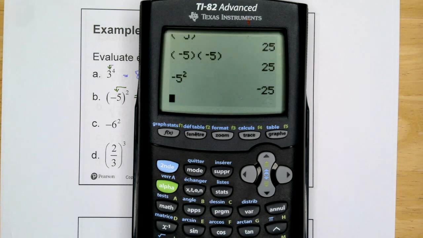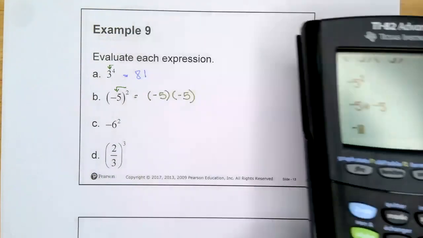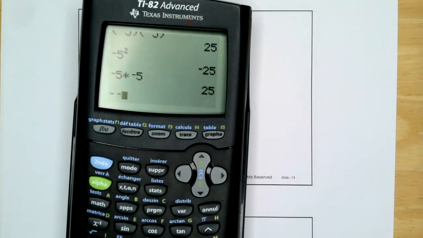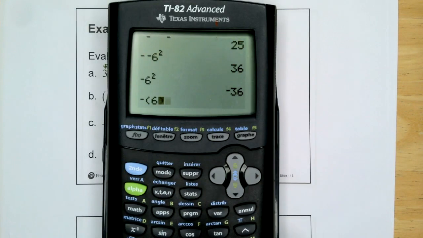If you forget the parentheses, you will get the wrong answer. Negative 5 times negative 5, that might still be okay. Yes, that'll be okay. But where you see parentheses, if you don't use them, you will get the wrong answer. It's not negative 25, it's a positive 25. Whereas here, it's a negative 36, because negative 6 squared is negative 36, because what we're saying is negative 6 times 6.